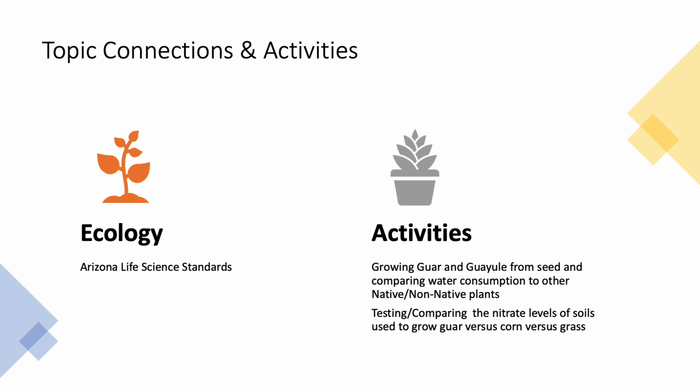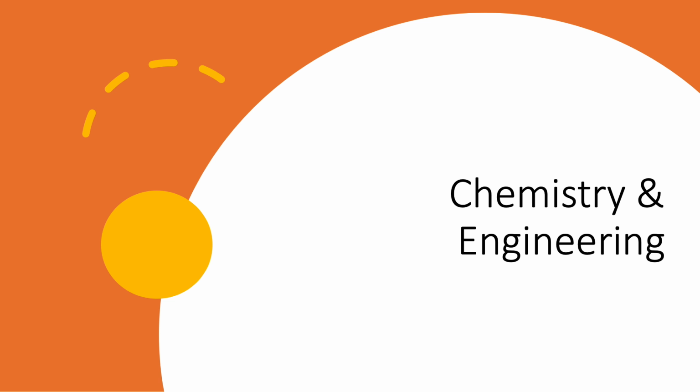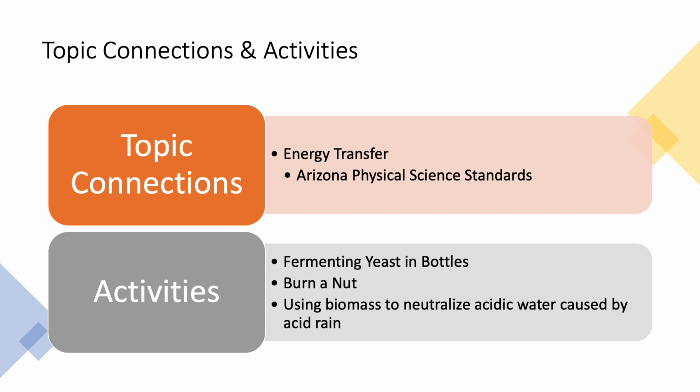We also tested and compared the nitrate levels of soils used to grow GWAR versus growing corn versus growing grass to see if there was a difference if the GWAR and Wayuli actually put nitrates back into the soil for healthier soils. And the last theme from SBAR that we connected to in the classroom was chemistry and engineering.